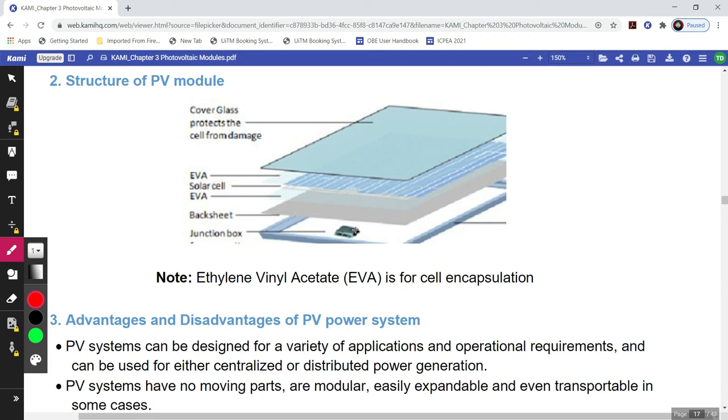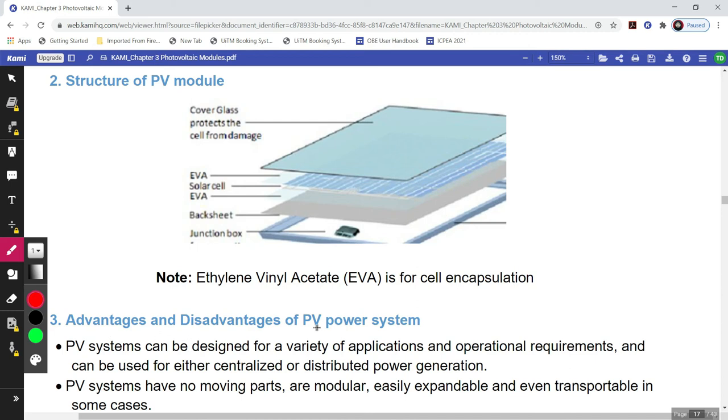So in this junction box they have this bypass diode, and also they installed the MC4 cable and the cable.